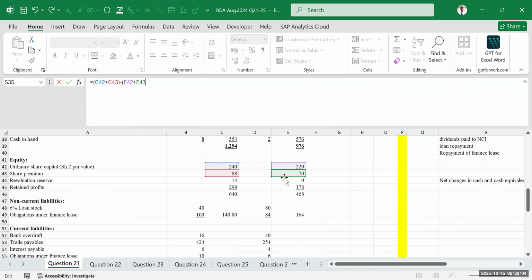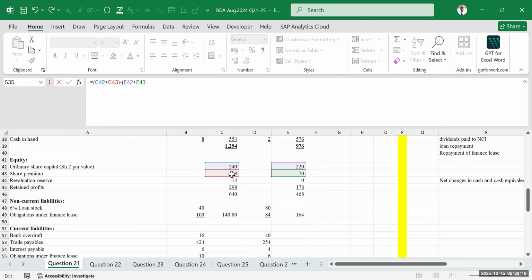Look at the share premium account alone. Don't look at the ordinary share capital. Start with the share premium account. Opening was 70, and it has closed at how much? 88. Don't you see there was already an increase in the share premium account? I hope you are seeing that.